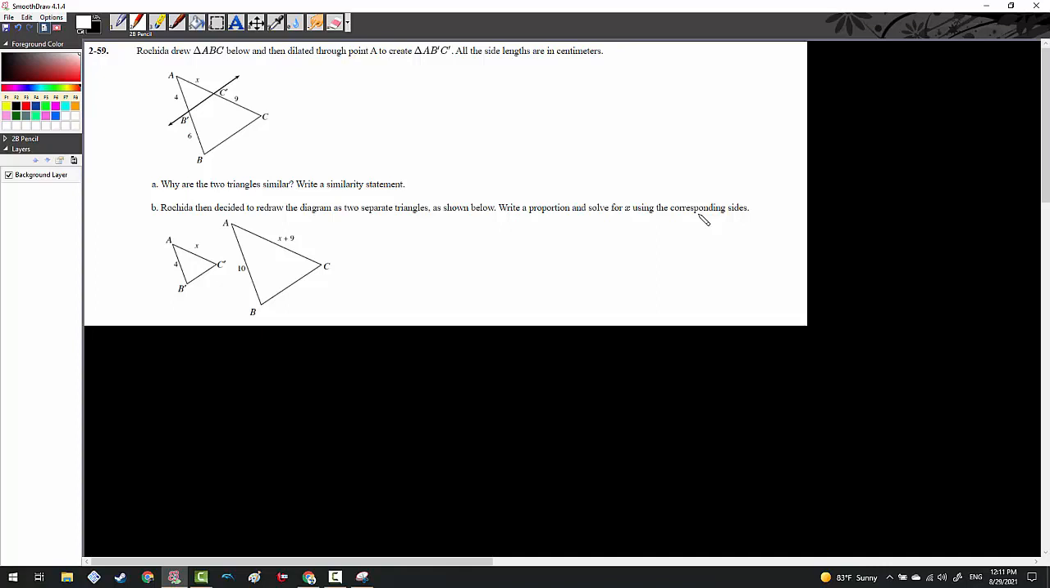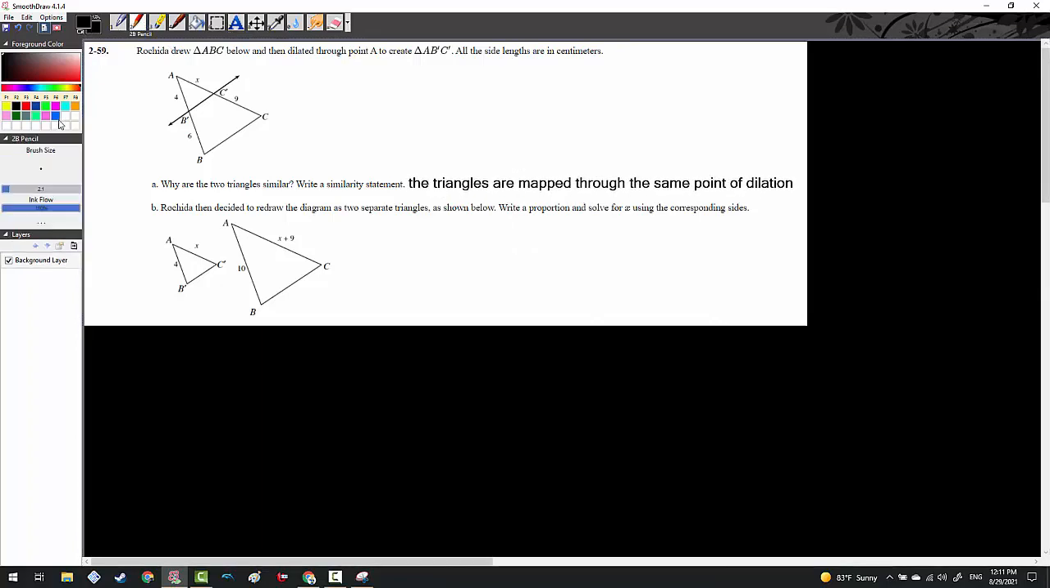Write a similarity statement. A similarity statement at this point in the game might be a little difficult because we haven't learned how to prove triangles to be similar, and we will learn that eventually. For now, all you have to know is that because the triangles are mapped through the same point of dilation, they would be similar. And I think that would be good enough for now. We will eventually learn how to really make statements of similarity, kind of like how we do statements of congruence, and we will do that later on.